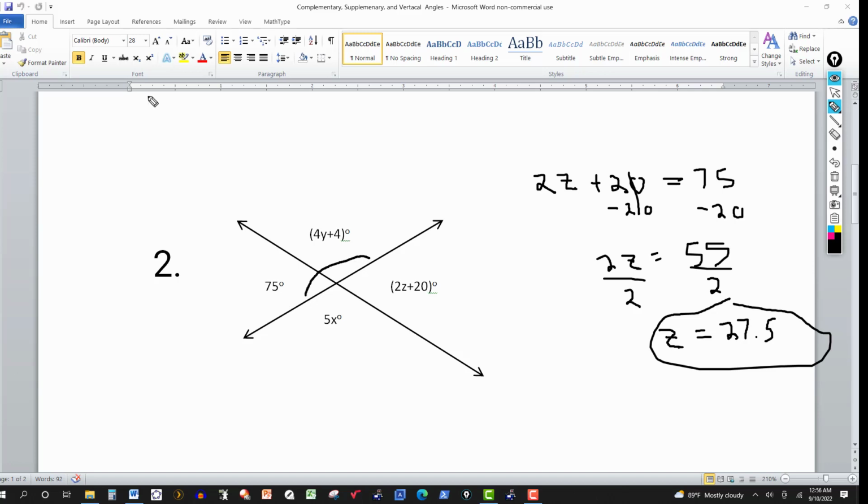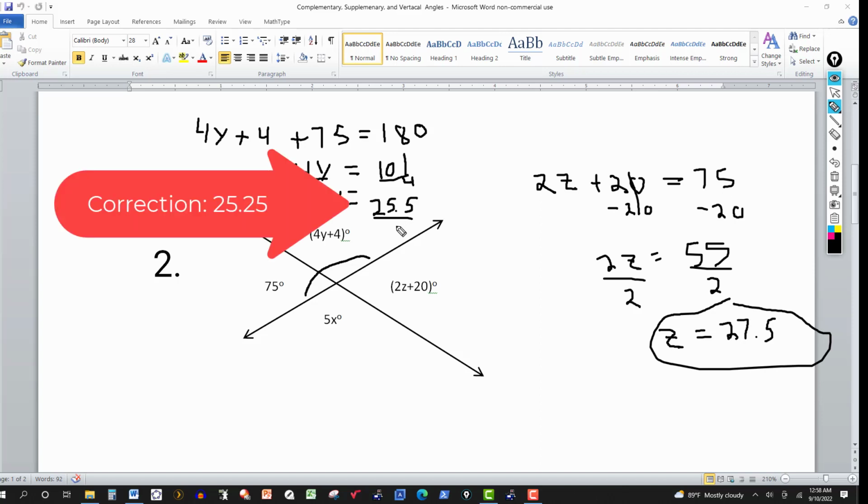And then on this one, on the 4y plus 4 and the 75, again, that's a linear pair. They're supplementary. So I could just say 4y plus 4, add 75. That sum is equal to 180. So 4 and 75 is 79, subtracted from both sides, and we get 4y is equal to 101. It's 180 minus 79 is 101. And here we divide both sides by 4. These would cancel out. And then y would equal to 25.5. So I get the value of y to be 25.5.